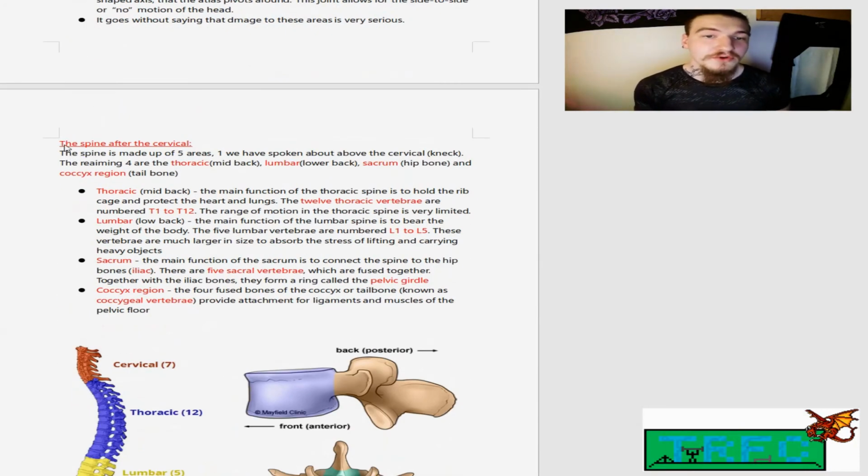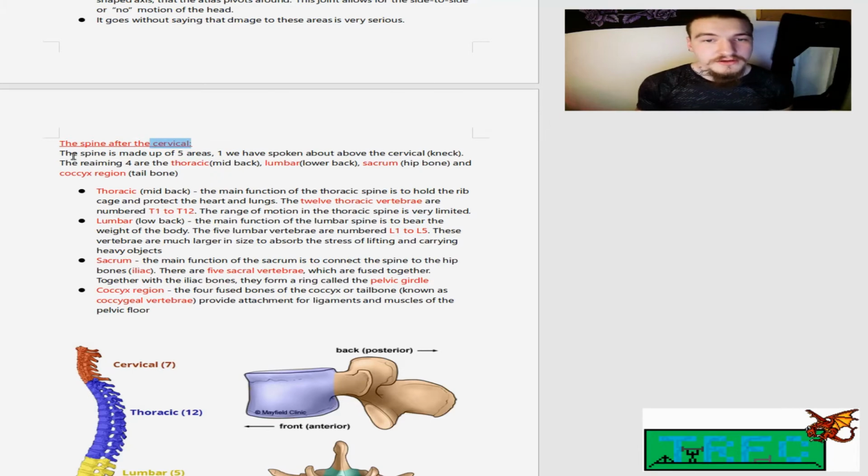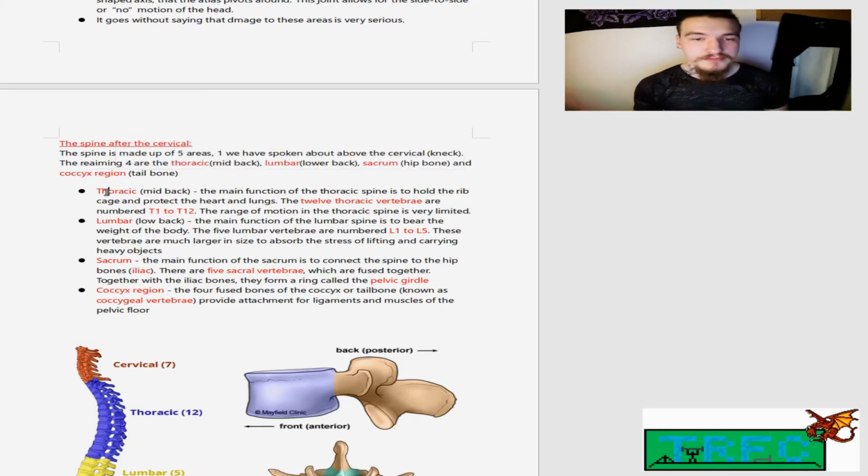So we'll now move on to the spine. So this is the rest of the spine after the cervical. So the spine is made up of 5 areas. One we have already spoken about, the cervical, so being the neck. The remaining 4 are the thoracic, so this is your mid-back, your lumbar, which is your lower back, sacrum, which is the hip bone, and then we've got the coccyx region, which is your tailbone.